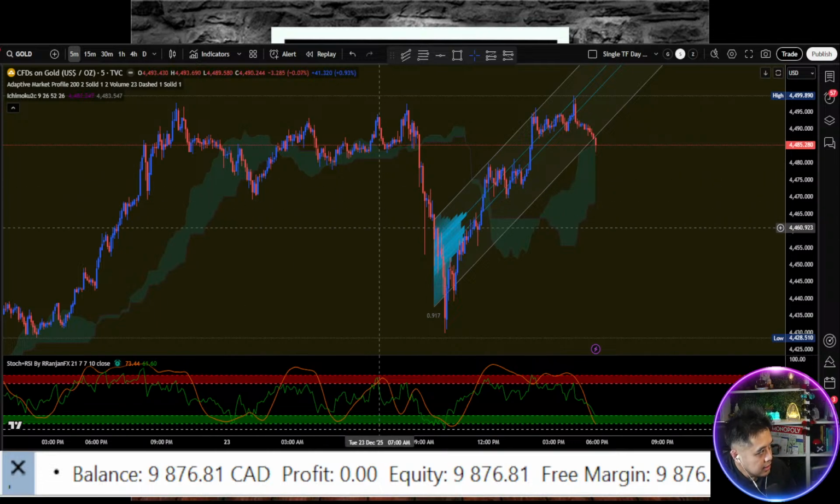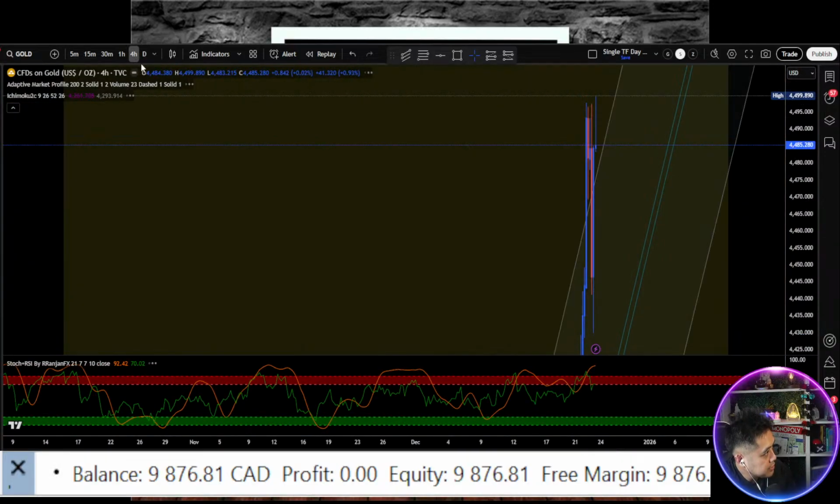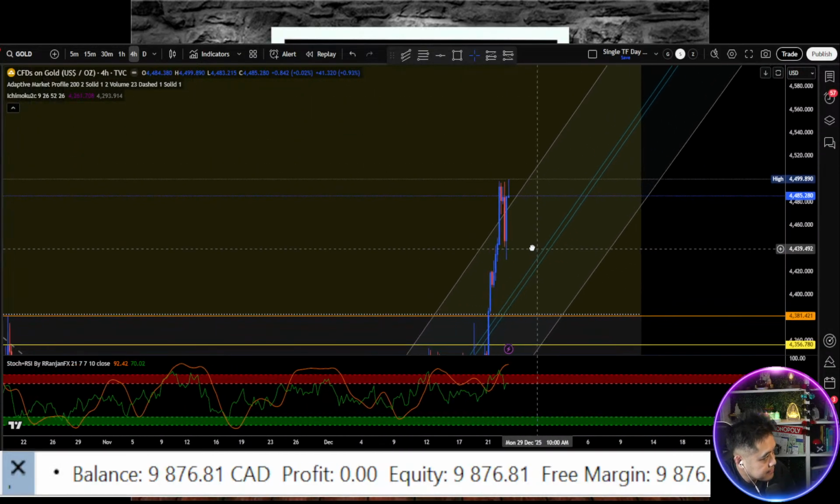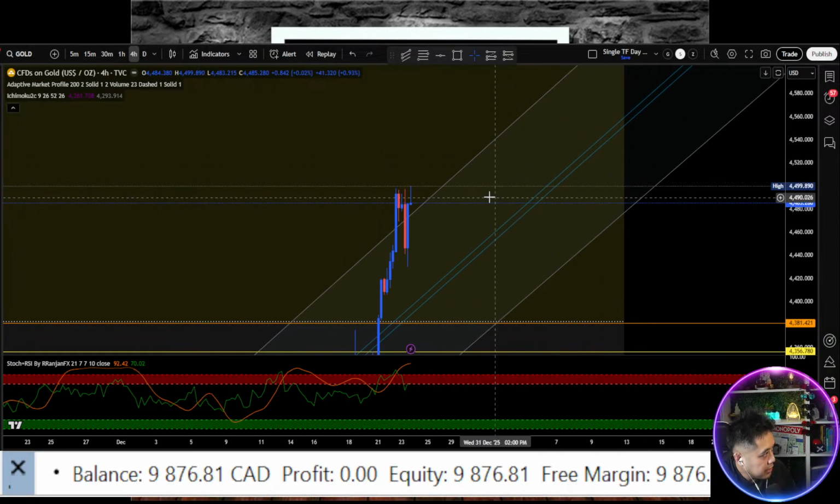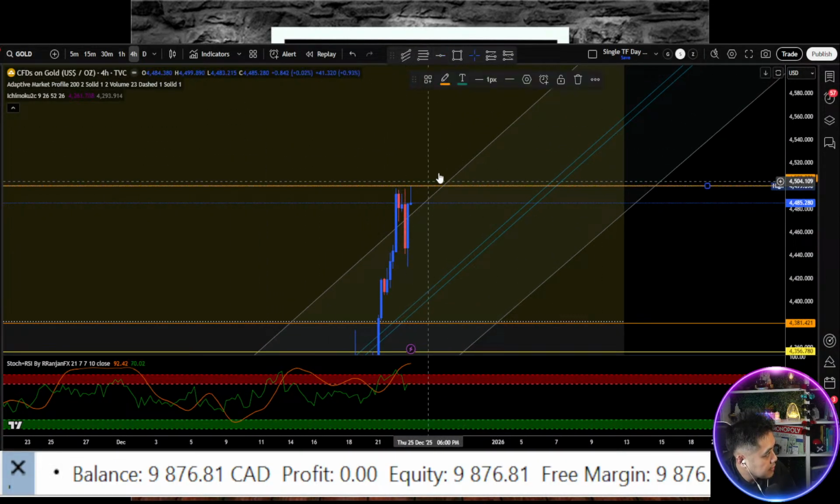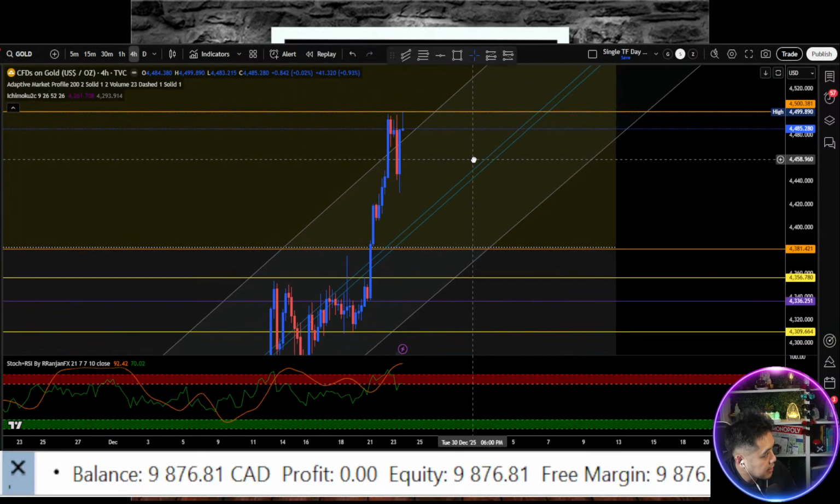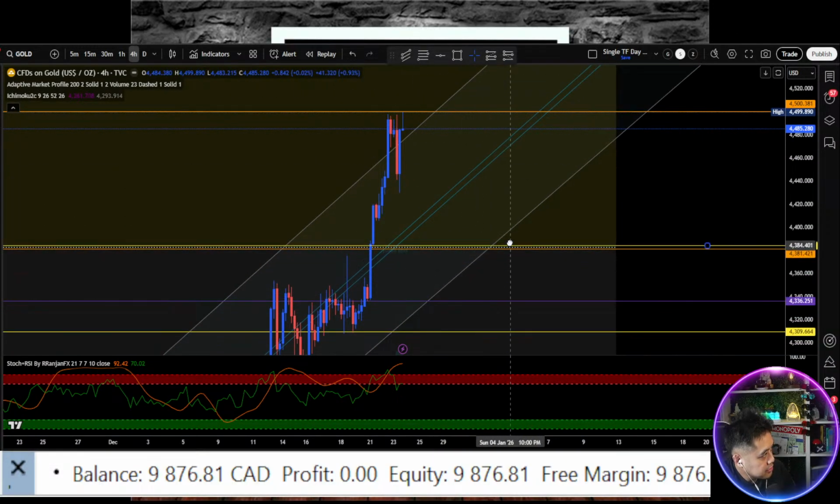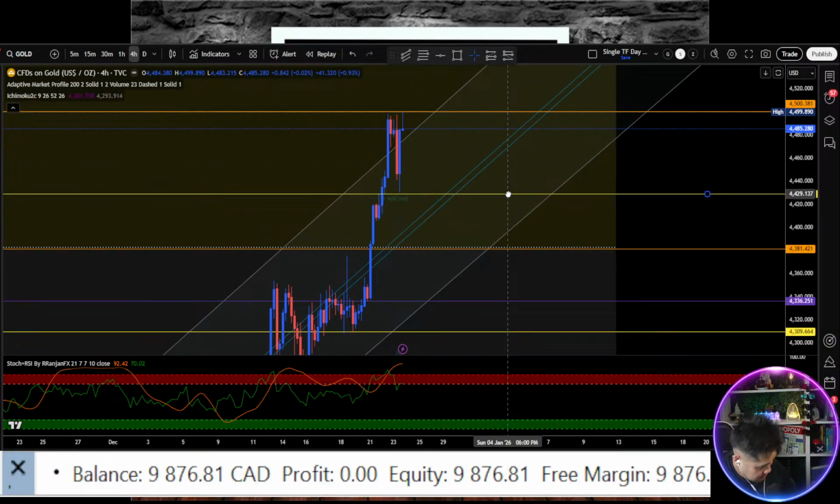Now, I have this kind of marked up here. What I normally like to do is check out the 4 hour. Let me just mark this up here. This is the all time high now. I have my yellow trend lines here, or my yellow support and resistance lines right now.